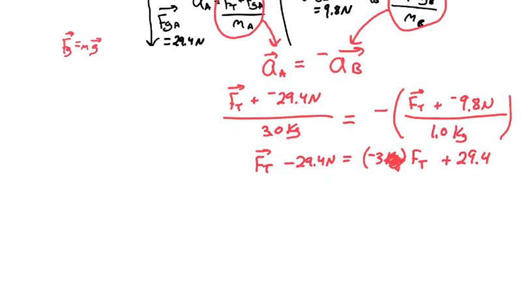Okay, then I've got negative 3 Ft on the right side, so I'll add 3 Ft to both sides. That gives me 4 Ft on the right side. And then I'll add 29.4 newtons to both sides here, and so that's going to give me 58.8 newtons. And so then my tension force, I'll do 58.8 newtons divided by 4. And that gets me 14.7 newtons.